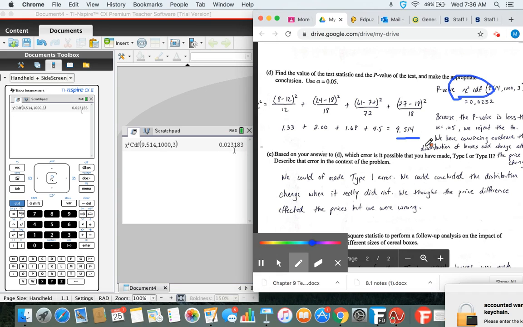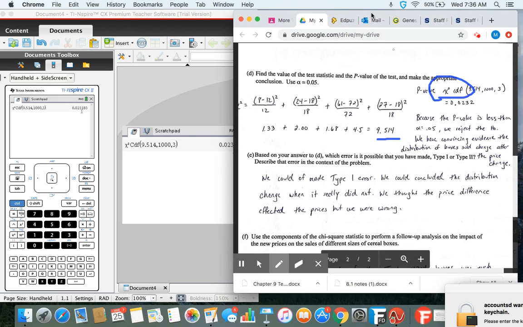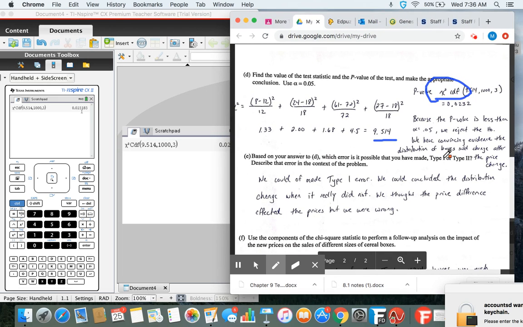We would conclude, it's a little cut off here, we would conclude just like we would in previous chapters. This p-value is less than our significance level. We reject the HO, which means that we have evidence that the distribution of boxes sold changed when the prices changed. All right, the prices made a difference.